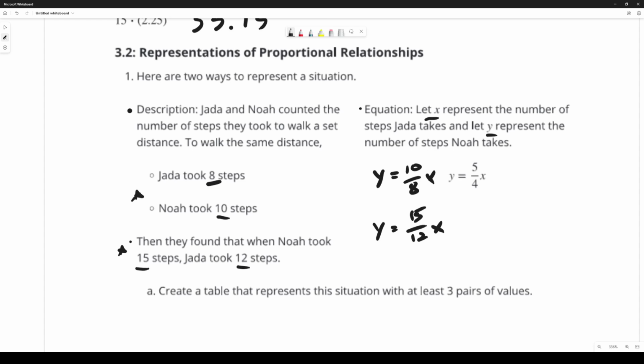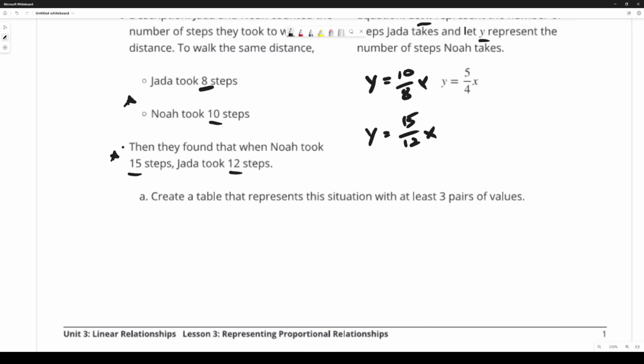So part A then says, let's create a table that represents this situation with at least 3 pairs of values. So I'm going to make an XY table, and we're going to make a vertical column here. And what I'm going to do is use the 3 values that I've already been given. Now remember that x is going to be Jada, y is going to be Noah. So I'm going to put a J and an N up here just to remind me. So I know Jada took 8 steps for every 10 that Noah took. I also know that Noah took 15 steps, Jada took 12 steps. These are both from my description.